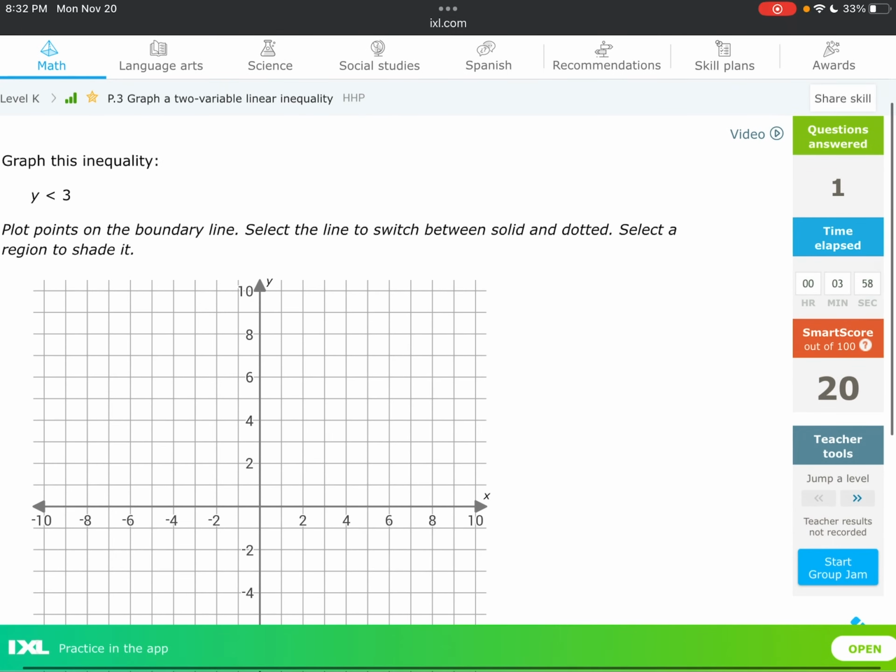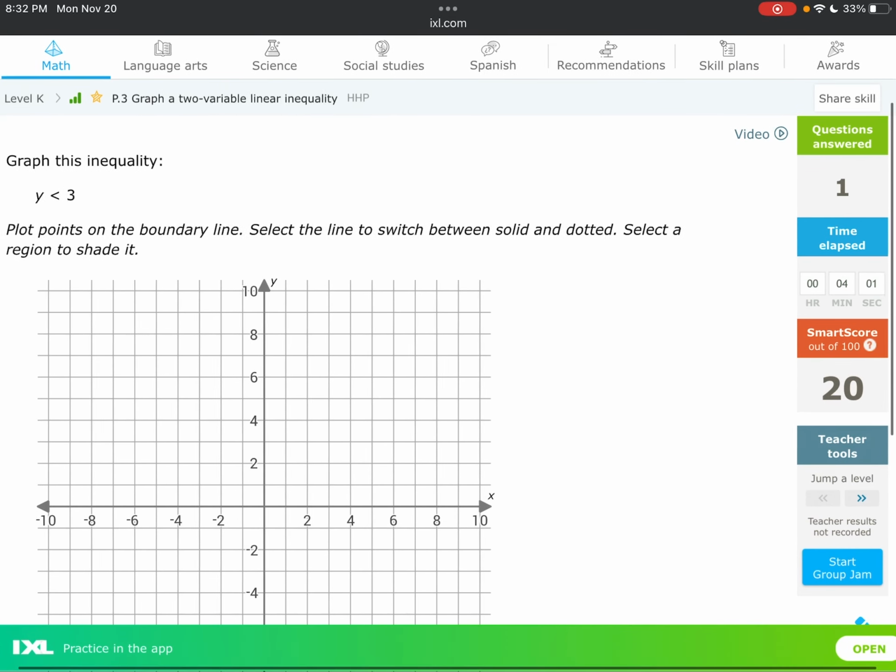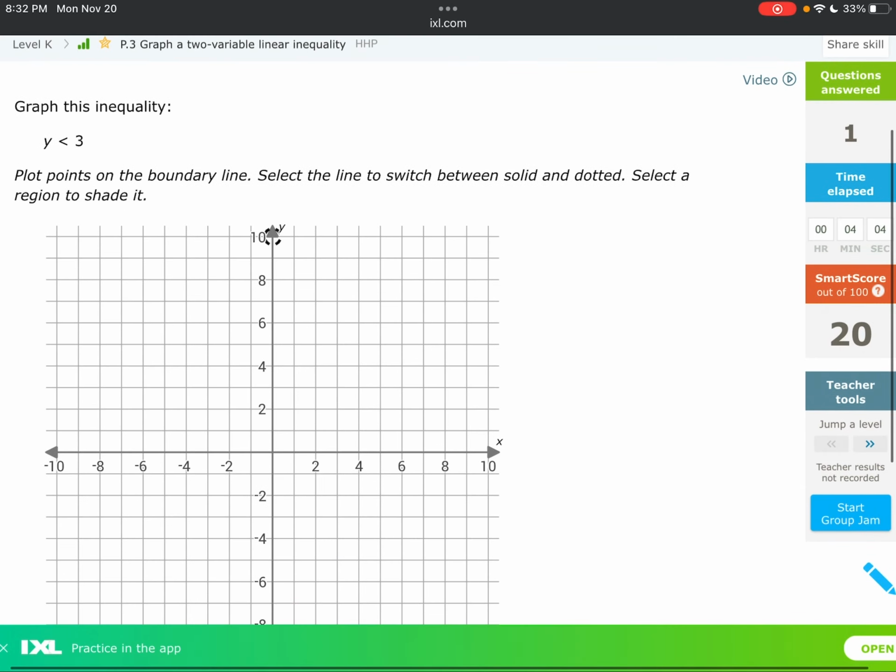Now, when I have y, it's the same idea. I'm going to look at my y-axis up here and find the point 3. And then a y is less than 3 equation would have all of the y values being 3. So if I graph over here, this would be (1, 3), (2, 3), (3, 3), (4, 3). So all of these y values are 3. So the equation y equals 3 is this line.